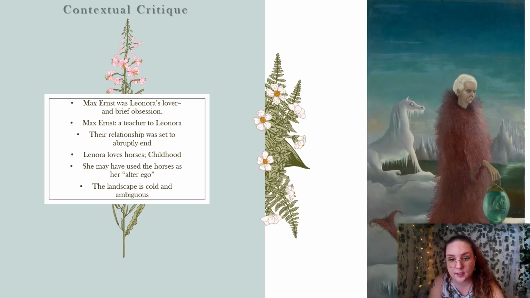So for the next slide, I'd like to do my contextual critique to quickly give us a rundown on what was going on in Leonora's life to see what may have brought her to paint this painting. Around the time of this painting, Max Ernst and Leonora had been in a romantic relationship for about 2 years and had lived together in southern France for about 2 years.